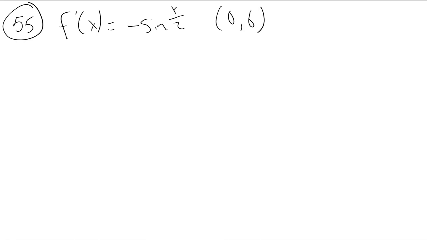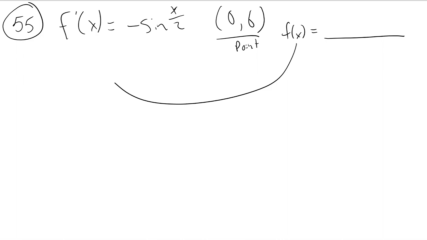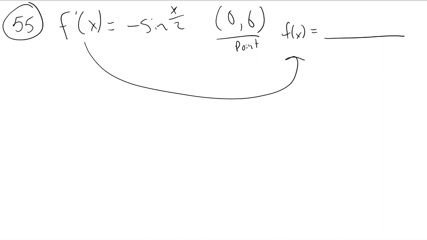All right, for this question, we've got the first derivative is negative sine of x over 2. And then we have a specific point that the function goes through. And our objective in this question is to come up with the original function. So to go from a function to the derivative, you take the derivative. And so if you're going the opposite way, then you are integrating.